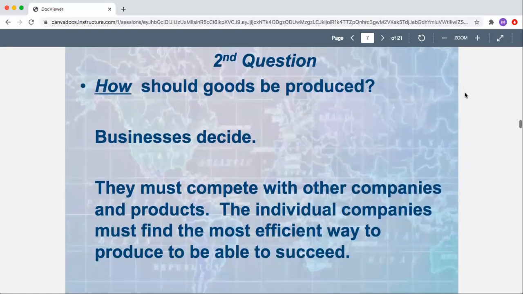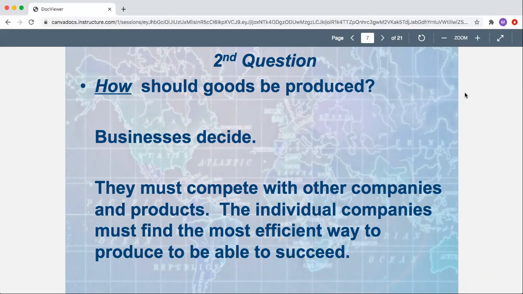So the second question is, how should goods be produced? So how are they going to make these things that they're asking for? The businesses have to decide that part. So the consumer decides what's going to be made. The business has to decide how they're going to make it.